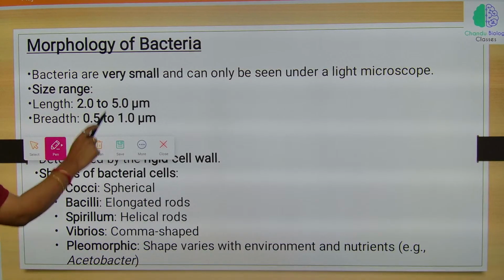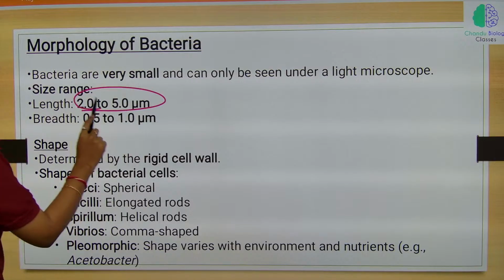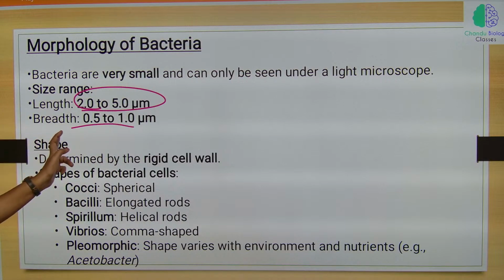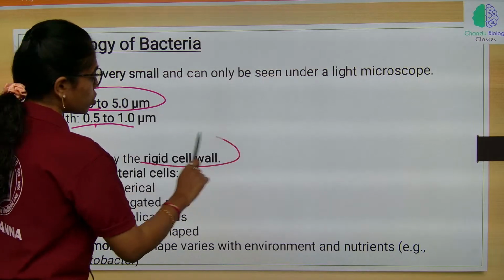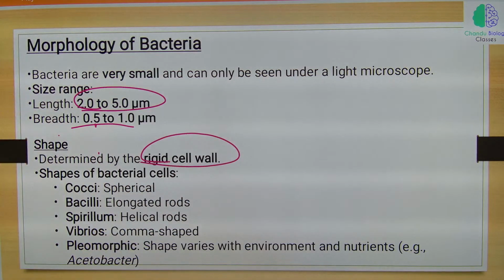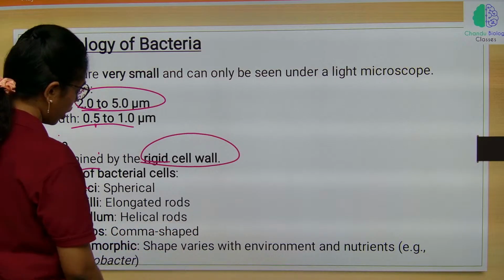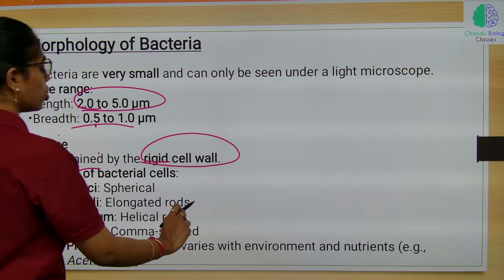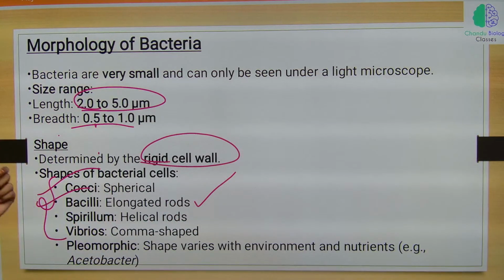The size ranges from 2.5 to 5.0 micrometers in length, and the width is about 0.5 to 1 micrometer. What is the shape? Usually it has a rigid cell wall. Shapes can be cocci, which is spherical, bacilli, rod shaped or elongated, spirillum, helical, and vibrio, comma shaped. Of these 4 different shapes, which is most pathogenic? The bacilli shaped bacteria are most pathogenic.